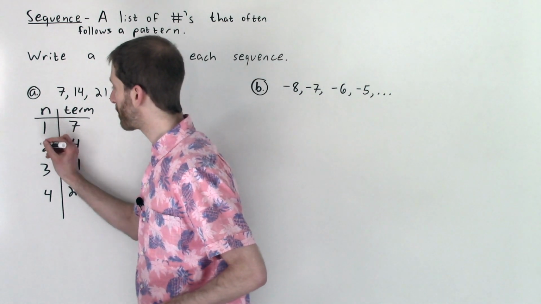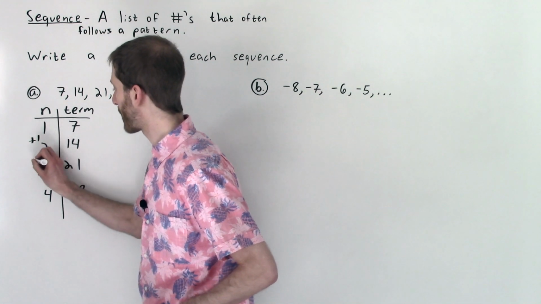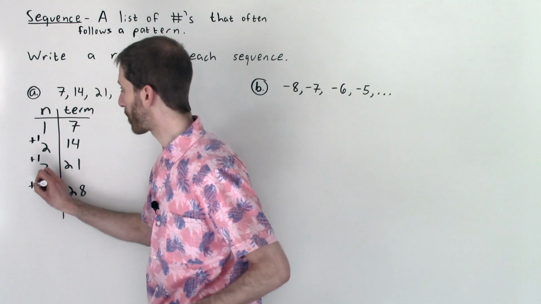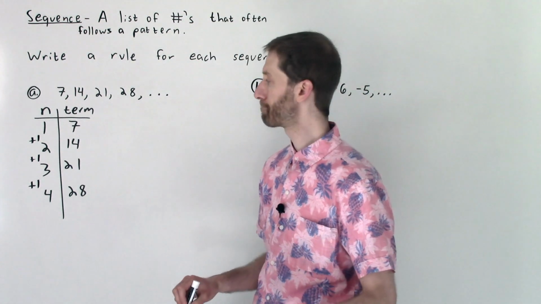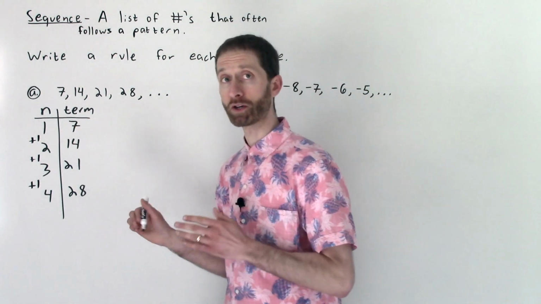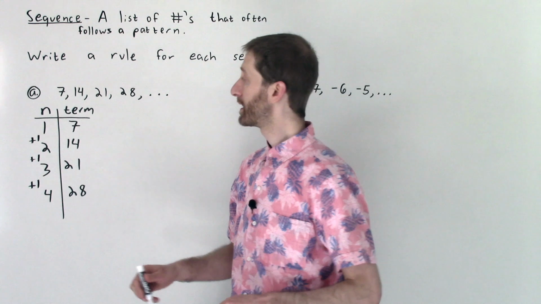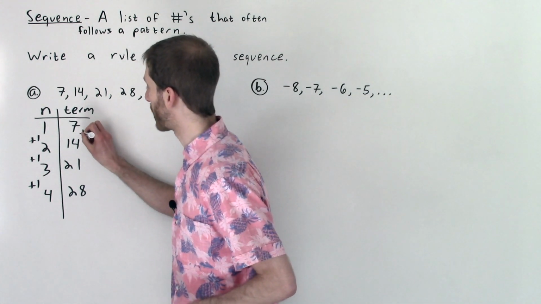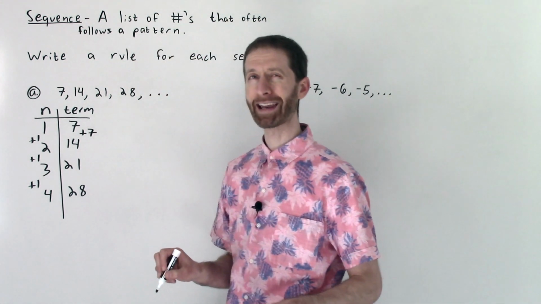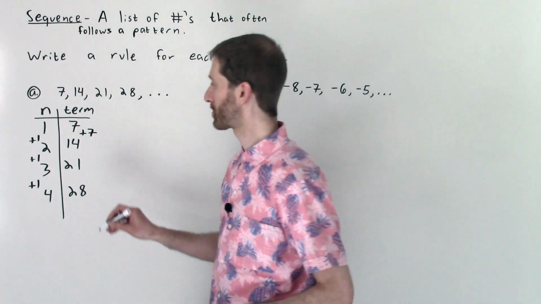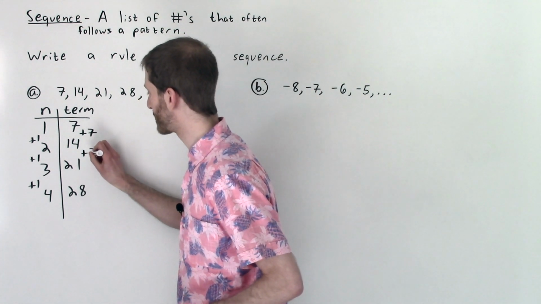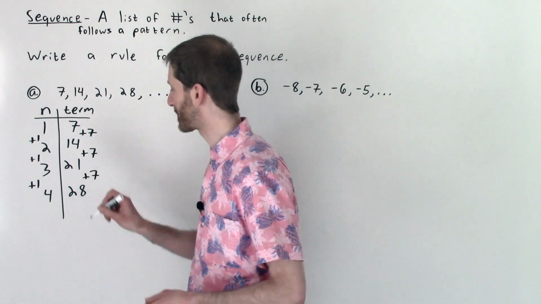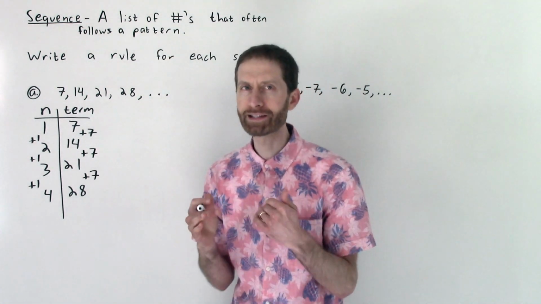So for each n value, it looks like we go up by 1. That's the pattern over here. So you want to determine how much we go up by on that n side. Then the output, or the resulting term we get, is going to be, well, it looks like there's a pattern of adding 7 as those results happen. So I add 7 to get to each next term, right? I go up by 7. So let's think about this out loud now.